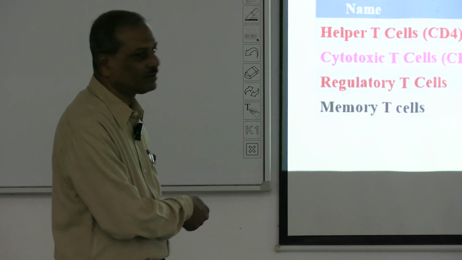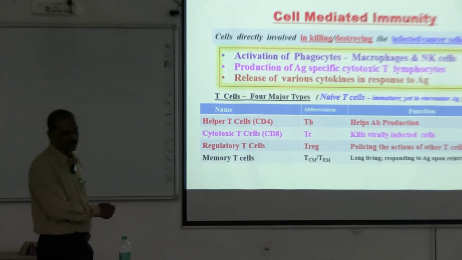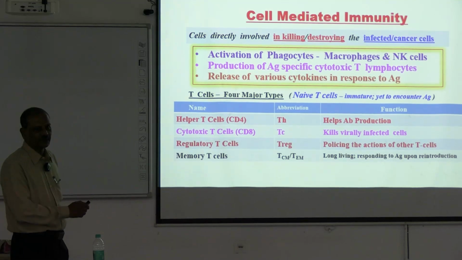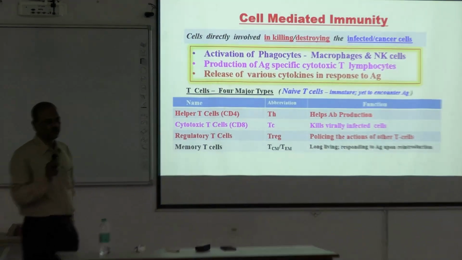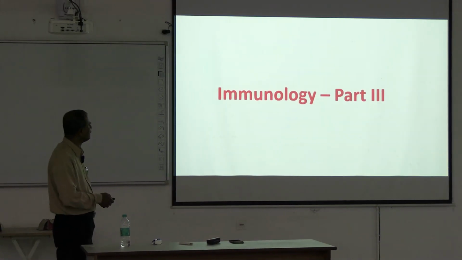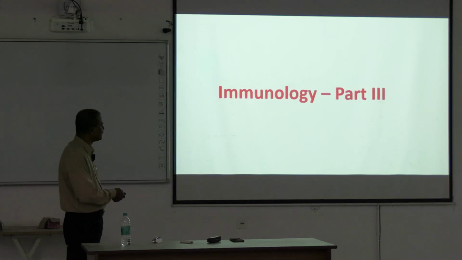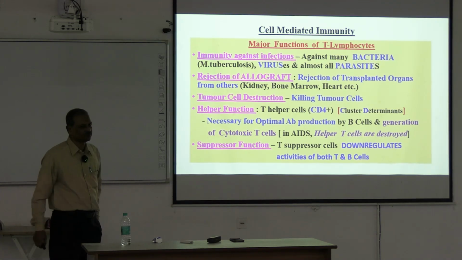And I stopped here about these 4, only a single function of each type of cell, so that you memorize at least this much. And naive T cell I told you, or naive B cell, is one which has not come in contact with any antigen so far. So that is called naive T cell. Now this is part 3, the last part I will cover. I may take a little longer because I started this class a little late. So note down, from these 3 things, the functions of cell-mediated immunity.